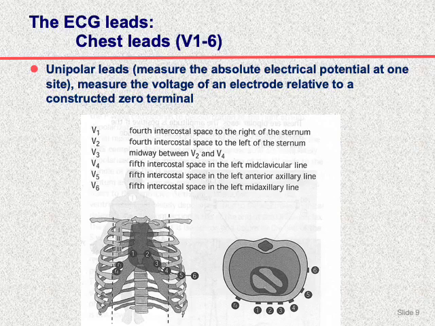So these chest leads look at the heart in a horizontal plane. Imagine you are looking at the patient from the head, so this is a cross section of the patient. Leads V1 and V2 look at the right ventricle and septum, V3 and V4 look at the anterior wall, and V5 and V6 look at the lateral wall of the left ventricle. So we have 6 chest leads looking at the heart in the horizontal plane.